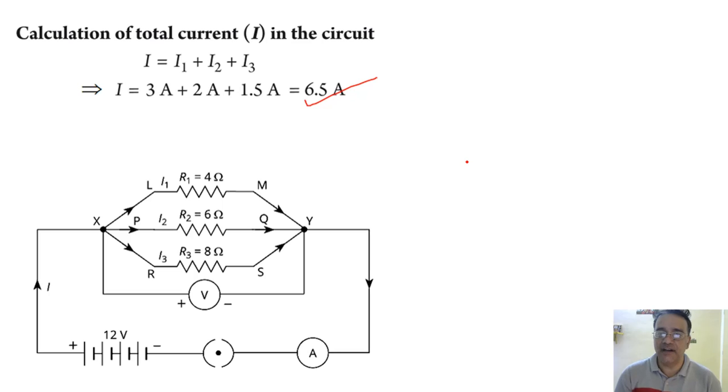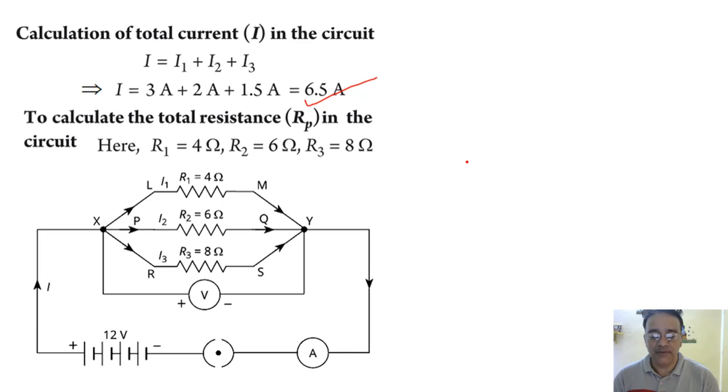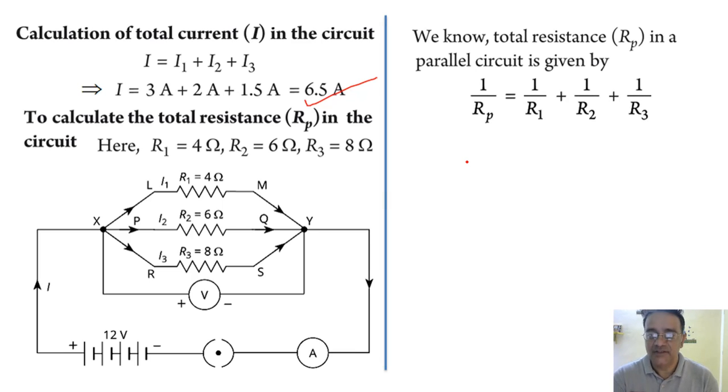The second part is done. In the third part, we have to find the total resistance. So all are connected in parallel. So the formula is 1 upon Rp is equal to 1 upon R1 plus 1 upon R2 plus 1 upon R3. So now we'll substitute all the values.